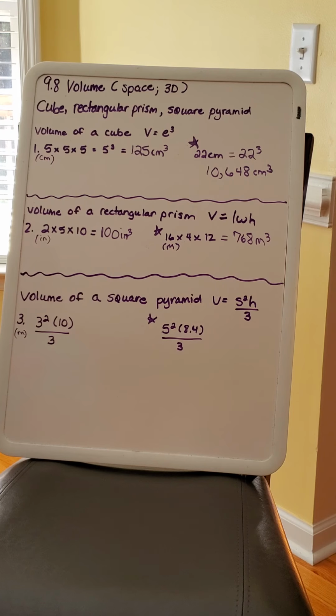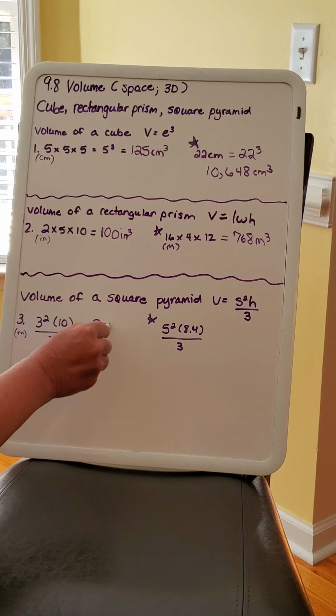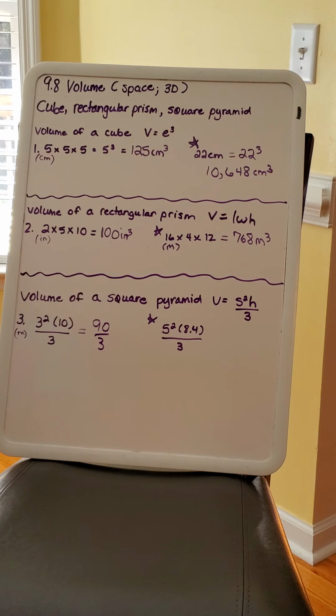Number 3 on page 262. The first thing we'll do is square 3. We'll get 9. 9 times 10 is 90. So that's the top. And then 90 divided by 3, and that is going to be 30 meters cubed. Be sure to put that unit of measure.